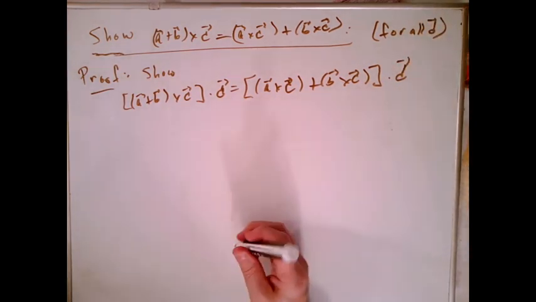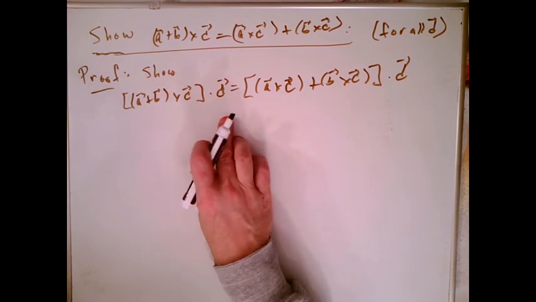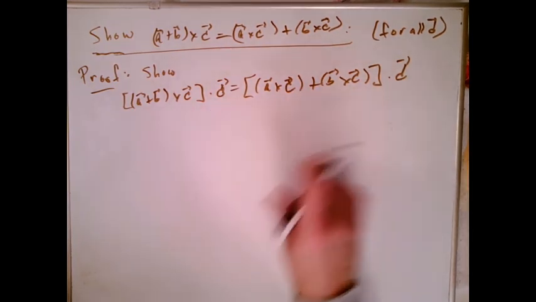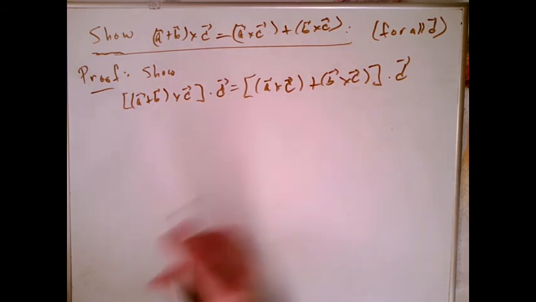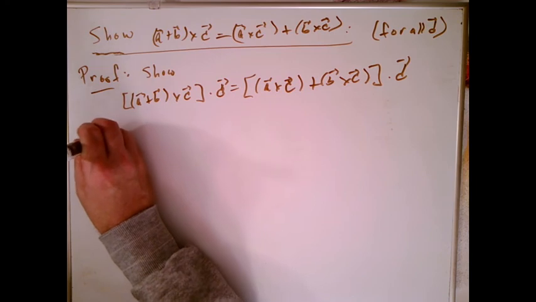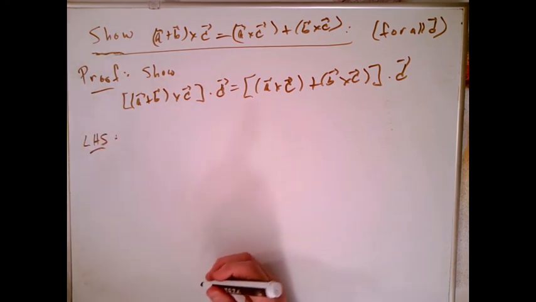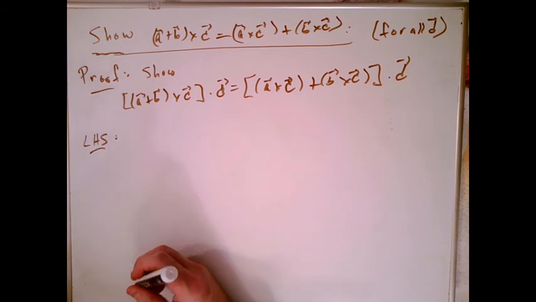Now how would that help? Well, we know from our lemma that if this vector dot D is always equal to this vector dot D, then the D's cancel. And what I want to do is start from one side and work my way over. So I'm going to start with the left-hand side. And we are just going to keep using the triple product formula and the distributive property for dot product.